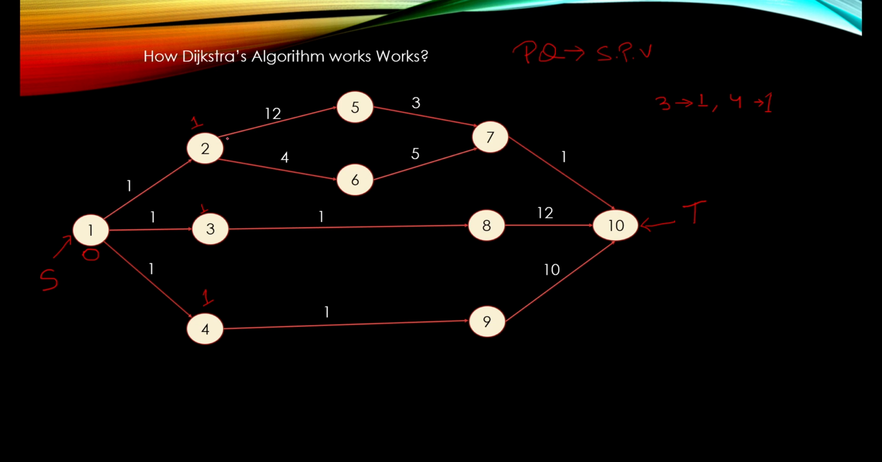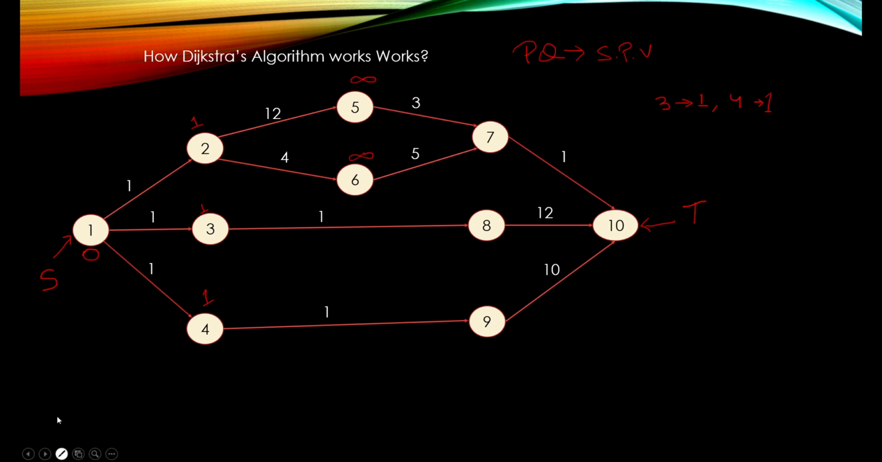The neighbors of 2 are 5 and 6. Currently this was infinity, and this was also infinity. So the shortest distance from 1 to 5 is currently infinity, but since we have an edge here, we see the weight is 12, and the shortest path from 1 to 2 is 1. So the shortest path to reach 5 will be the minimum of 12 plus 1 or infinity, which is 12 plus 1, that is 13.